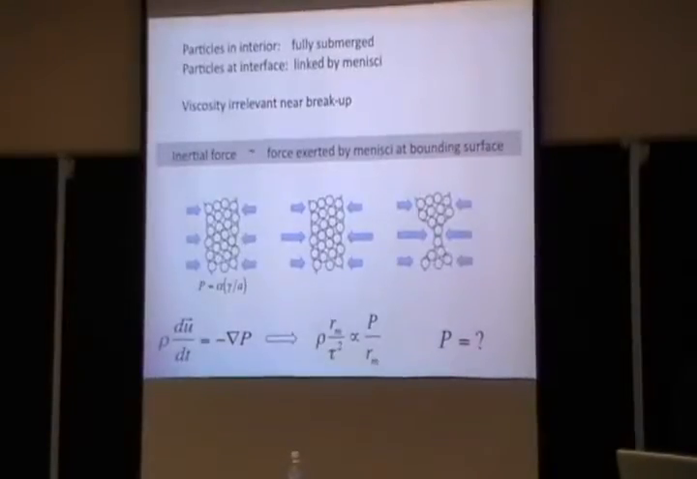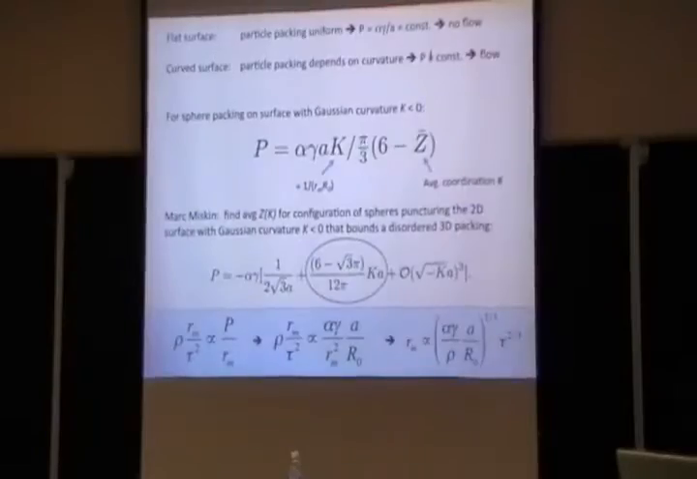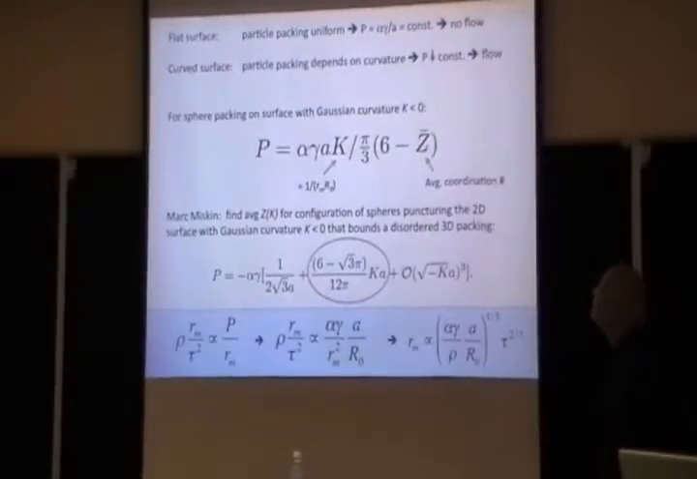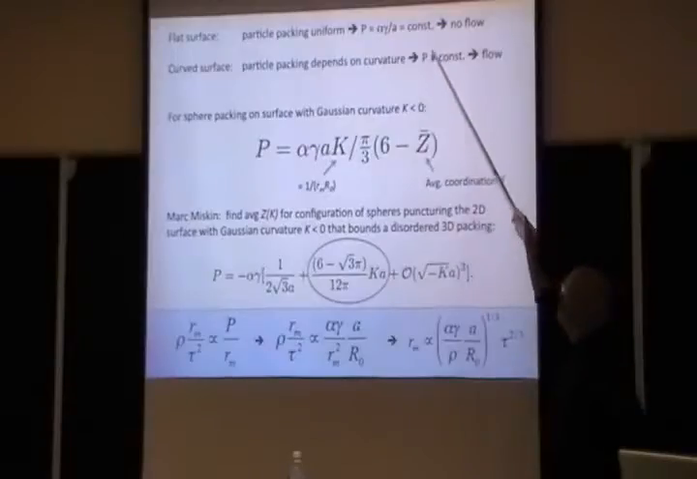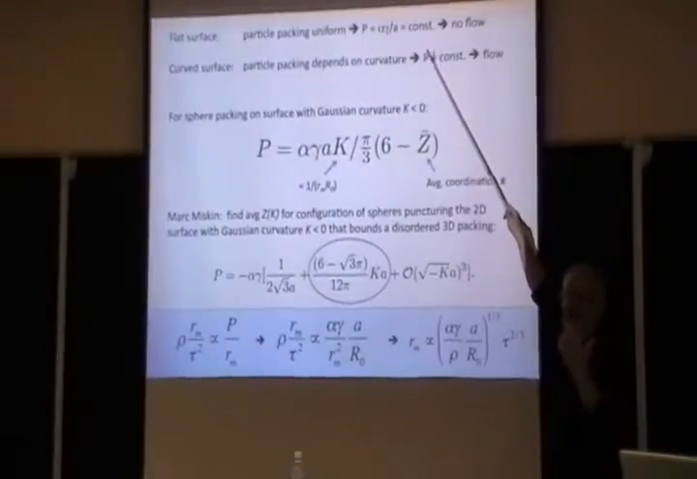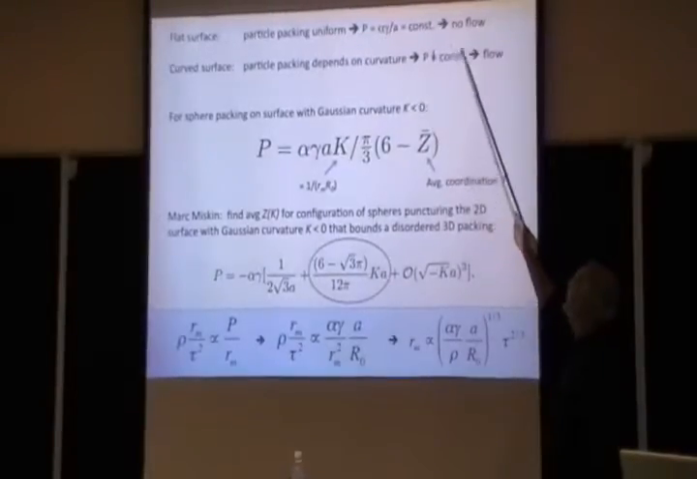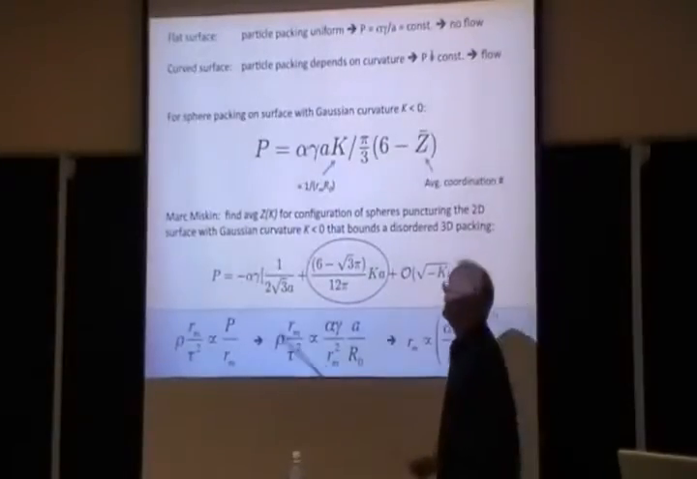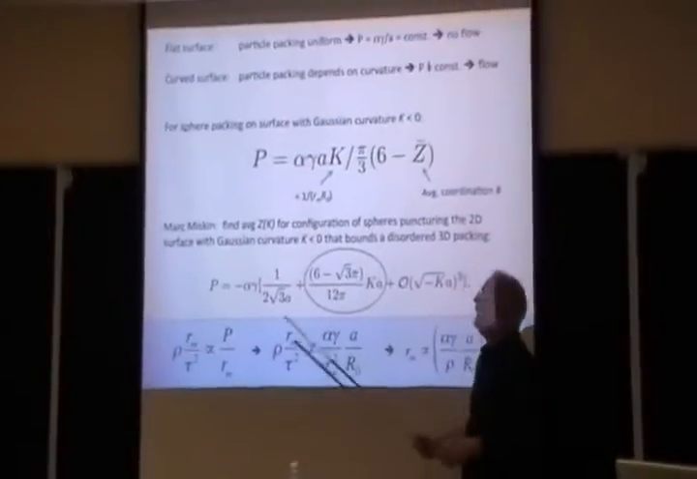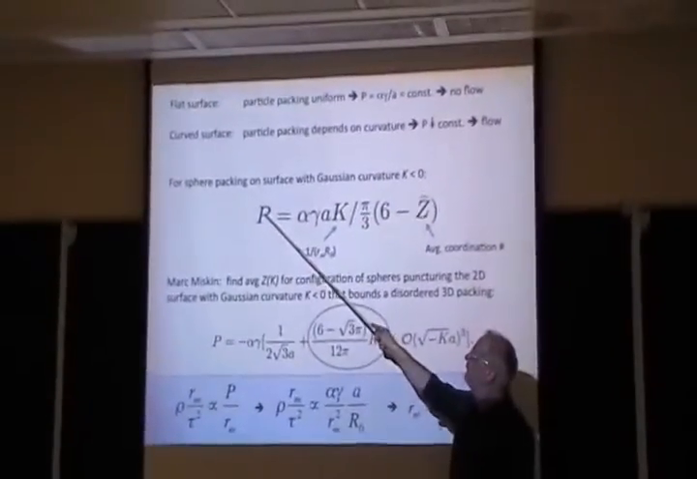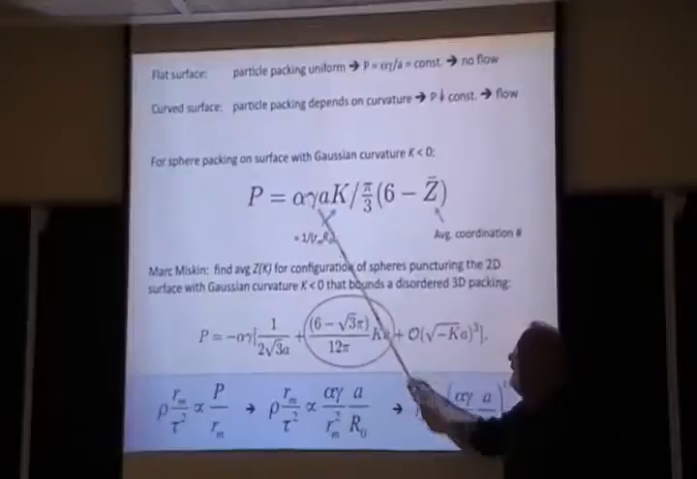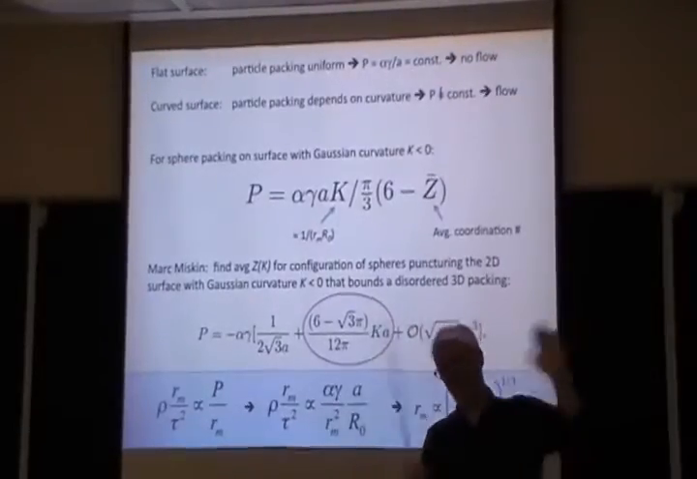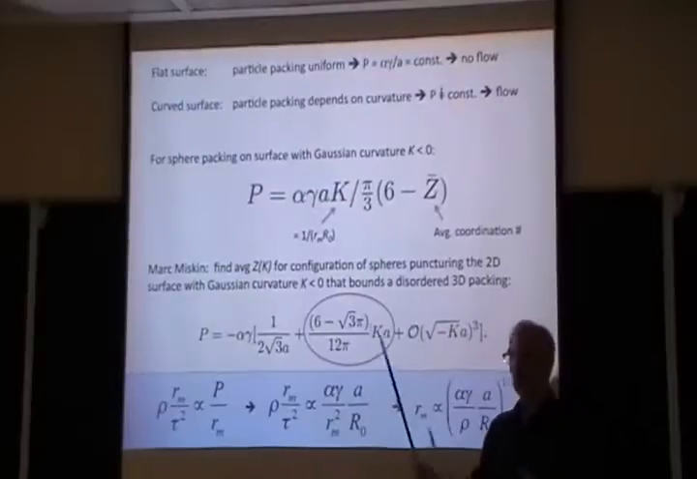So basically, here's the idea. This is a lot of stuff, so let me go through. I told you that that's the concept. Curvature will mean that the pressure is not constant in this direction, and then you can get flow. So now, in order to get the pressure, you use the simple equation that I have for a flat surface, namely that the pressure is just some factor times gamma over A.